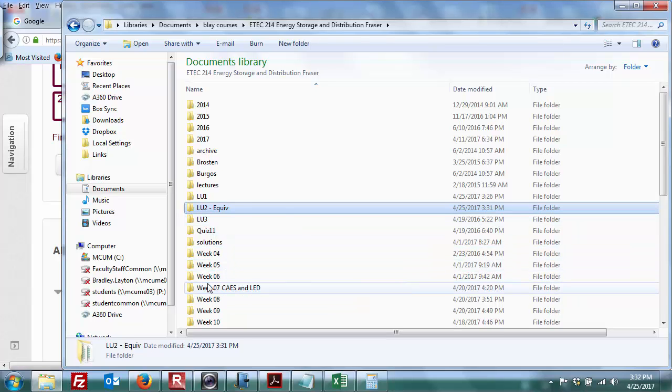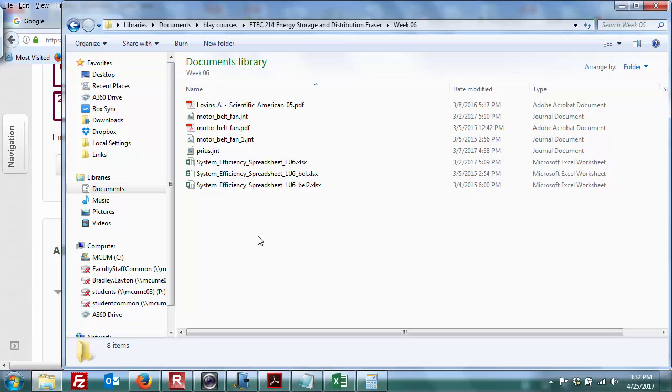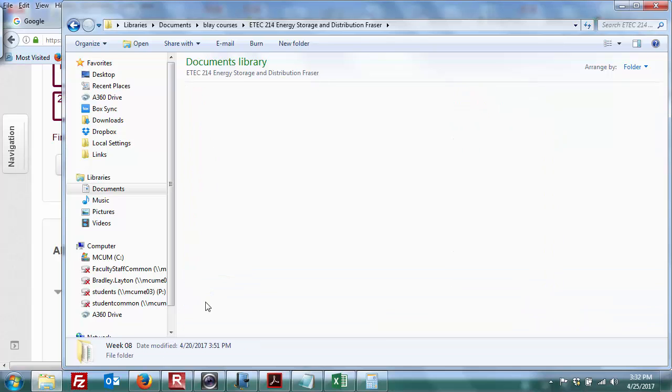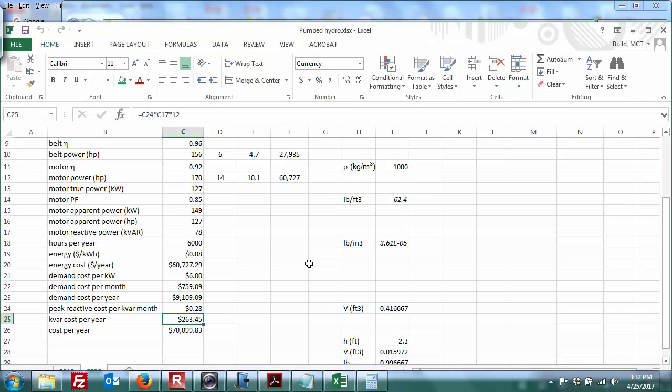You say it's week 7? This is CAS and LED, that's not week 7. Week 6, let's try 6. What's in 6? System efficiency, not quite. Hey, pumped hydro. All right, how do we do here?